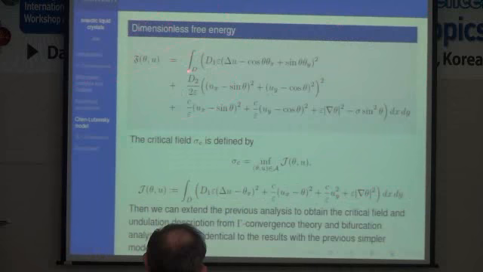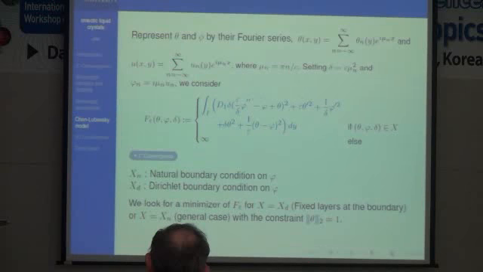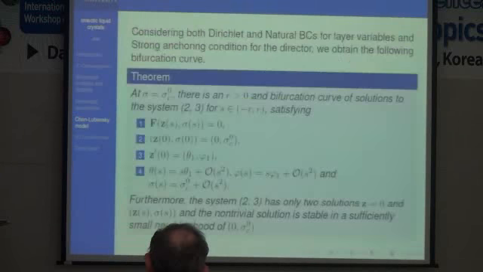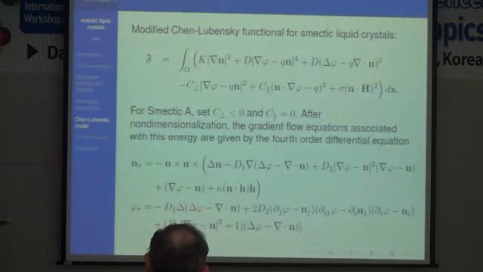So the dimensionless free energy is like this, and we can do the same thing as we did before. So we can extend our gamma convergence theory and bifurcation analysis on this. So I'm gonna skip that. What I want to say is the numerical formulation for the Chen-Lubensky model. So in order to solve this fourth order differential equation, we are going to reformulate this to reduce it to the second order differential equation with a constraint.